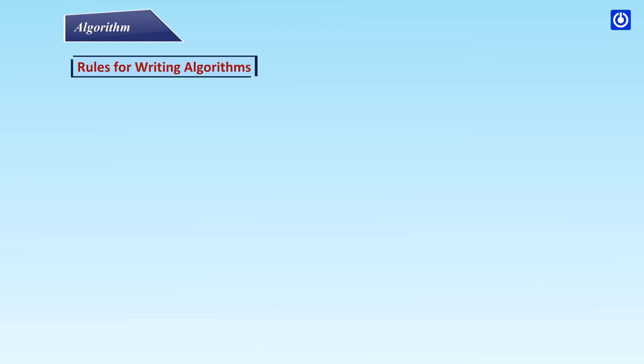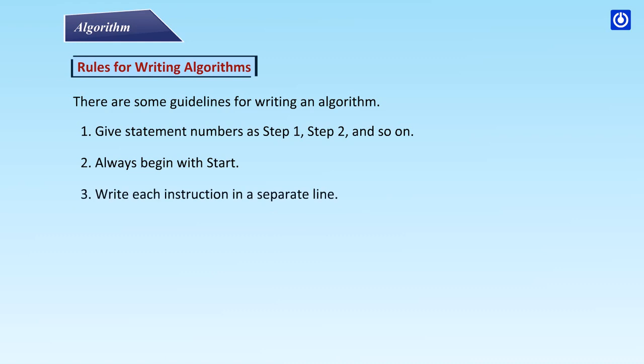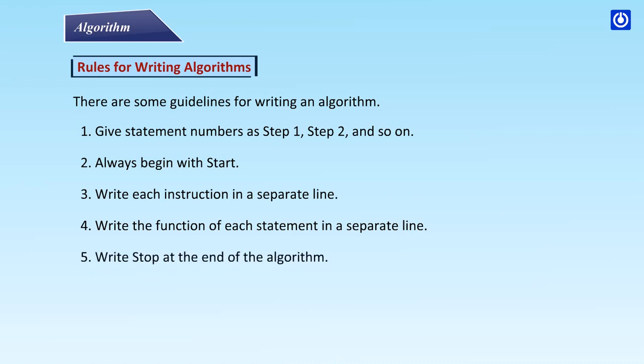Rules for writing algorithms. There are some guidelines for writing algorithm. Give statement numbers as step 1, step 2, and so on. Always begin with start. Write each instruction in a separate line. Write the function of each statement in a separate line. Write stop at the end of the algorithm.